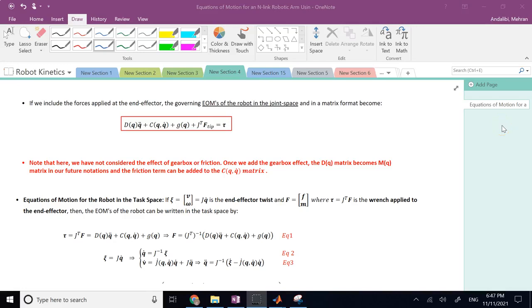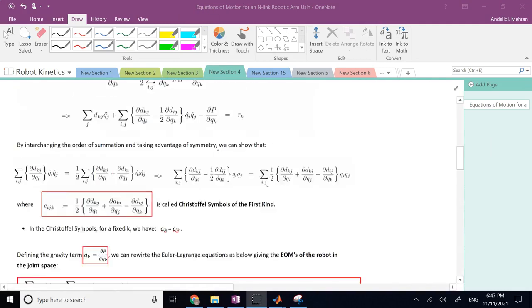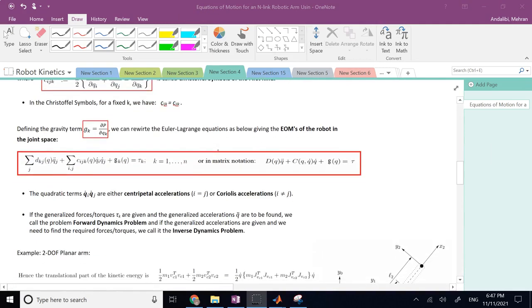Hello everyone. In this video, we are going to continue our previous topic on the equations of motion for an N-link robotic arm using the Lagrangian method.